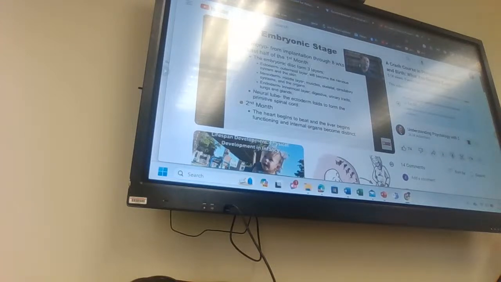So we have skin, nervous system, muscles, glands, organs, all developing. And then we have the brain and spinal cord developing as the neural tube, right? So that's from week 2 to week 4. Now the second month, week 4 all the way to week 8, we start to see a heart starts to beat, the liver starts functioning, the internal organs become distinct under ultrasound and so forth.